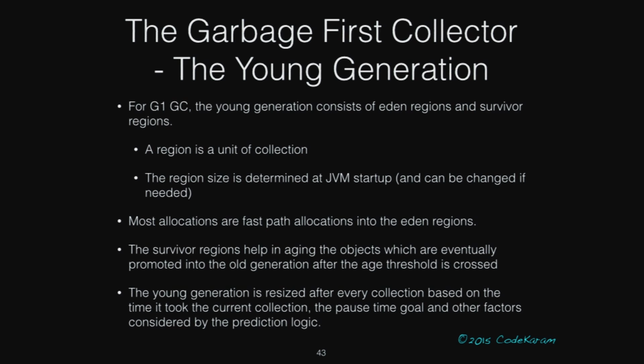So again, similar principle, right? Most allocations are fast path allocations into the Eden regions. The Survivor regions help in aging objects, which are eventually promoted after the age threshold is reached. The young generation is resized after every collection based on the time the current collection took, the pause time goal that you had, and other factors. When you're doing an old generation collection also, there are other factors that need to be considered by the prediction logic.